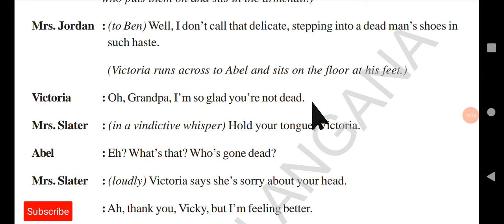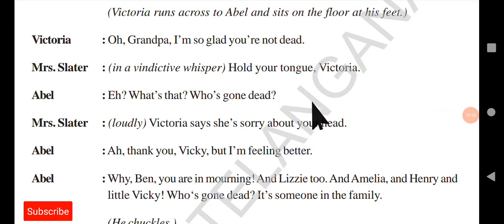Victoria is a little girl of 10 years, so she doesn't know what is actually happening. She says, "Oh grandpa, I'm so glad you are not dead." Mrs. Slaughter: "Hold your tongue, Victoria." The mother is trying to cover up what the daughter is saying. Usually this happens in the house, right? Abel: "Eh? What's that? Who has gone dead?" Mrs. Slaughter: "Victoria says she's sorry about your head." Abel: "Ah, thank you, Vicky, but I'm feeling better."